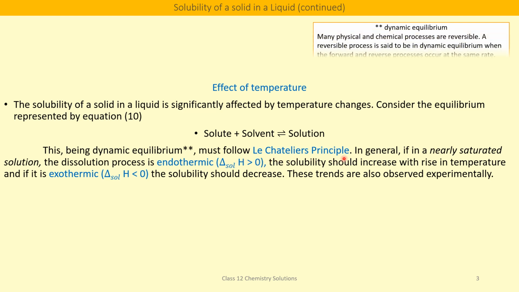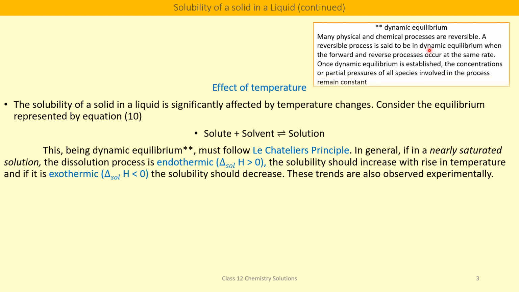The dynamic equilibrium means many physical and chemical processes are reversible. A reversible process is said to be in dynamic equilibrium when the forward and reverse process occur at the same rate. Once dynamic equilibrium is established, the concentrations or the partial pressures of all the species involved in the process remain constant. So, this is the explanation for dynamic equilibrium. Thus, being a dynamic equilibrium, it must follow, and this is based on, Le Chatelier's principle.